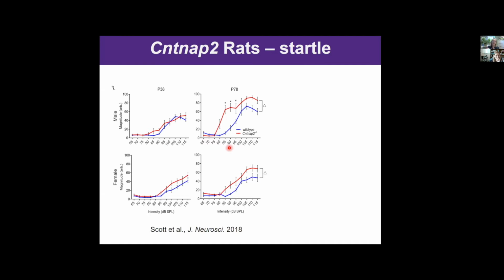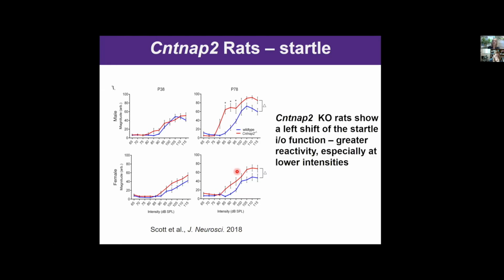So as opposed to the delayed maturation in the brainstem, when we look at the behavioral readout, we actually see a persistent increase in startle response that persists in adulthood. And we see that even more so in males than in females, which is also something that is true for humans with autism. So Cntnap2 knockout rats show this left shift of the startle I/O function and much greater reactivity, especially at lower intensities and also in the adult.